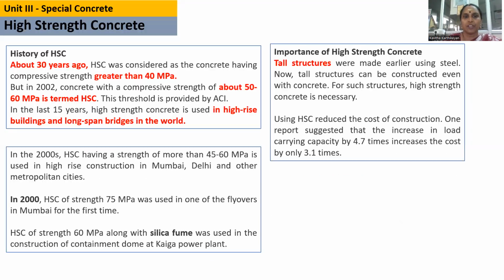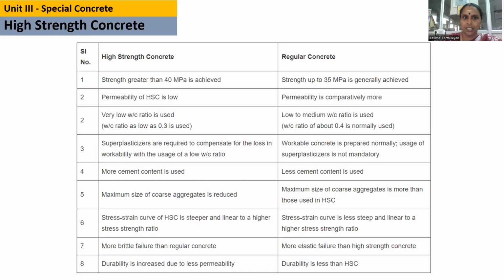Now coming to the difference between the high strength concrete and the normal concrete. As mentioned, the strength will be greater than 40 megapascal, whereas for regular concrete it goes up to 35 megapascal. Permeability is low in high strength concrete, because we are using a very low water cement ratio, around 0.3, and superplasticizers are used for increasing the workability. In regular concrete, we use a normal water cement ratio of 0.4 to 0.5, so we have adequate workability and it is not mandatory to use superplasticizers.